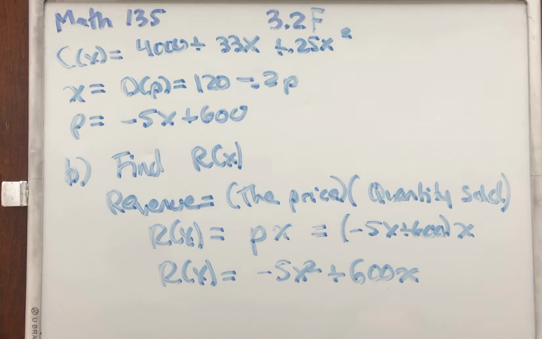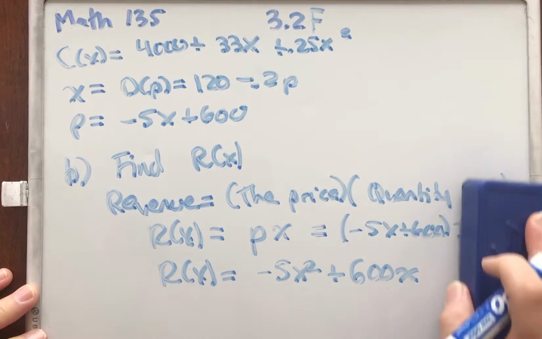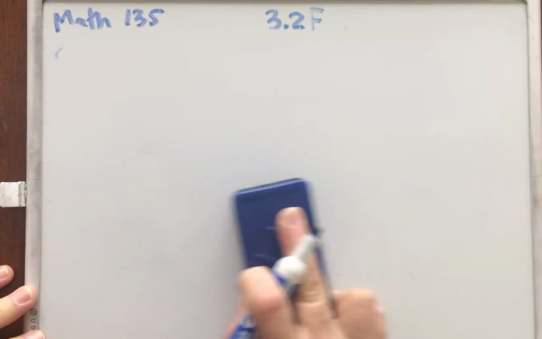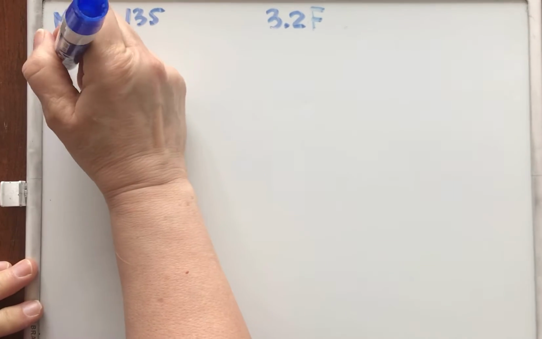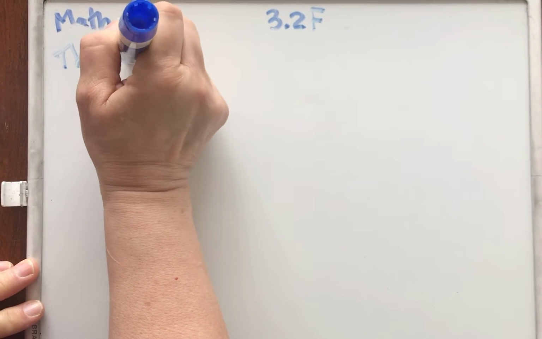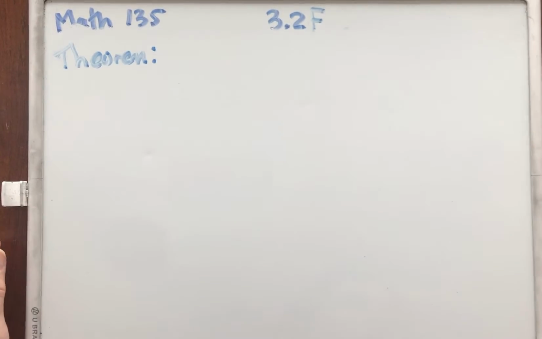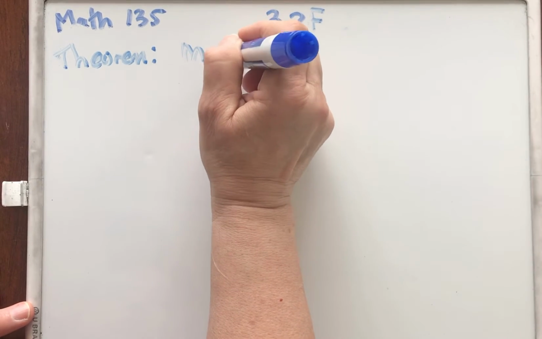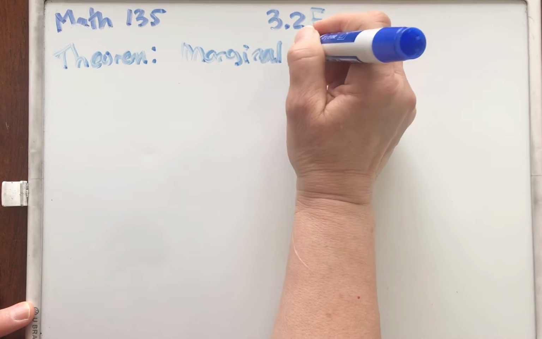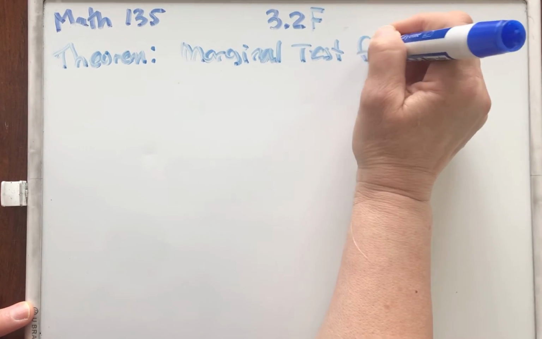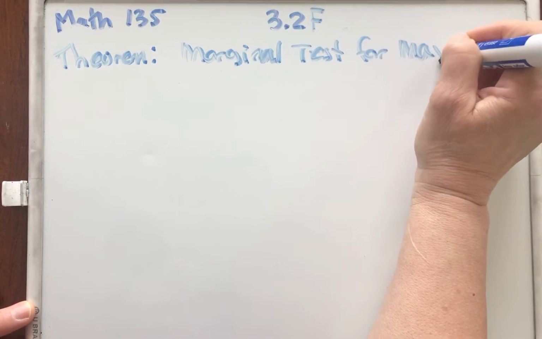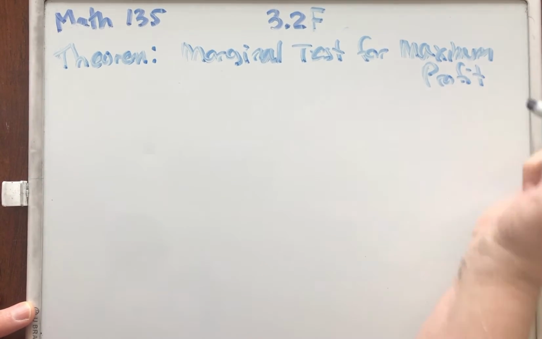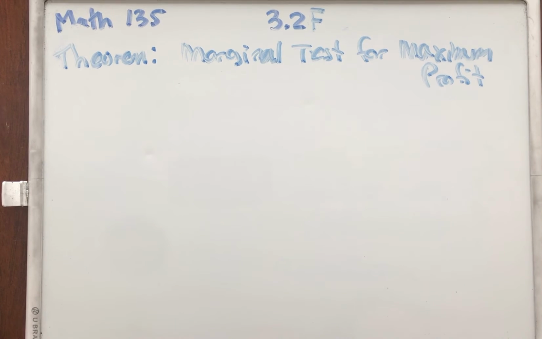Okay, now we're going to go over a new theorem. We'll keep working with this problem, but I want to introduce this theorem to you. So we have a theorem. It's called marginal test for maximum profit. Marginal test for maximum profit.